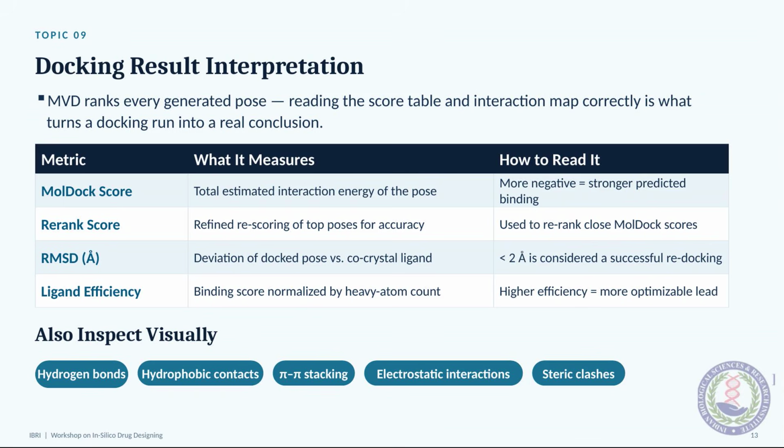The MolDock score measures the total estimated interaction energy of the pose. A more negative score means stronger predicted binding. The re-rank score is a refined rescoring of the top poses, used to distinguish close MolDock scores. RMSD, in angstroms, measures the deviation of the docked pose versus the co-crystal ligand. Under 2 angstroms is considered a successful redocking. Ligand efficiency is the binding score normalized by heavy atom count. Higher efficiency suggests a more optimizable lead. Beyond the numbers, always inspect visually for hydrogen bonds, hydrophobic contacts, pi-pi stacking, electrostatic interactions, and steric clashes.